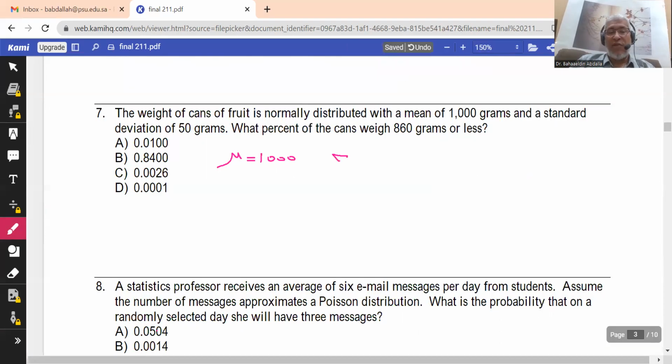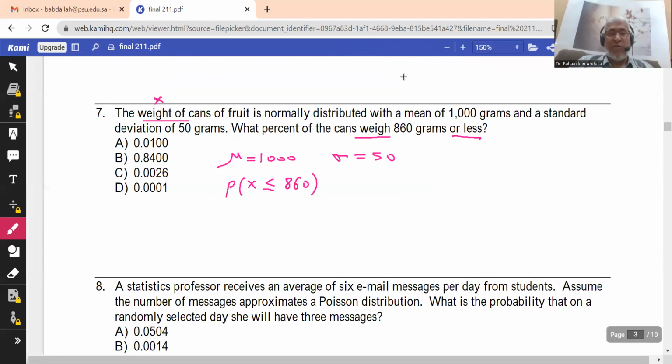And standard deviation of 50. What percent of the cans weigh 860 grams or less? Notice that the weights are normally distributed. So if we call the weights x, we need to find the probability that x is less than or equal to 860.